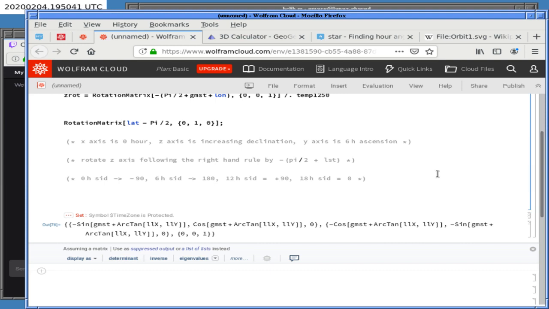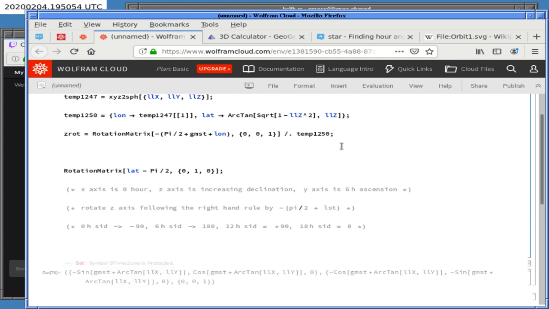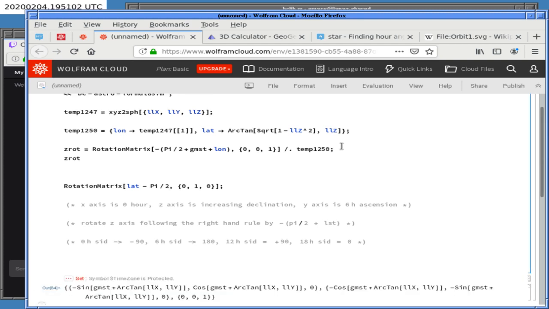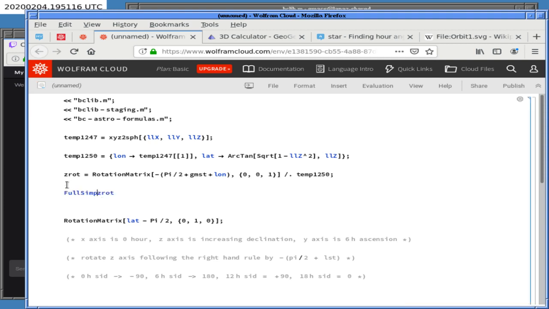I do not like this matrix, and I believe it can be simplified. Let me make sure zrot, the forward slash dot, actually got merged into zrot, which I'm sure it did. All right, there we go. So now this is getting ugly. I even lost my condition. Let's just see if we can fully simplify zrot under no extra conditions. Probably can't.